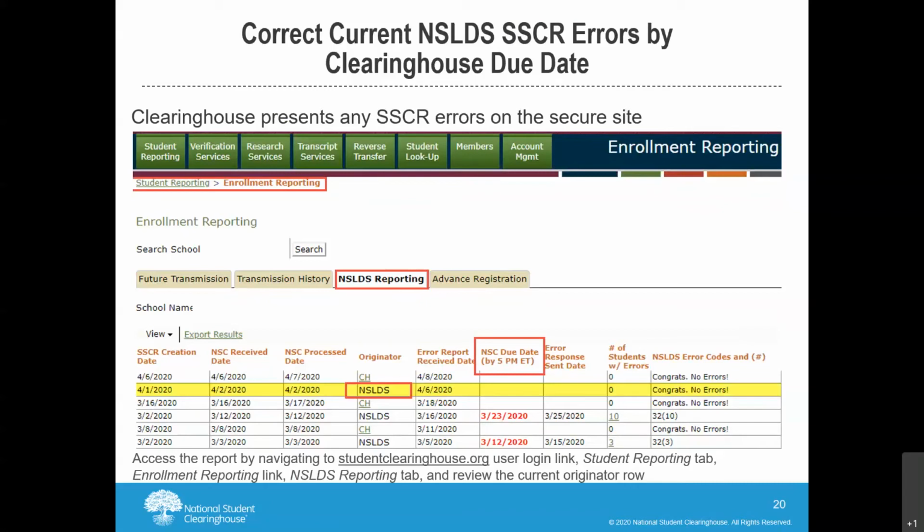When we're looking at this page, again, we log into the secure site and click on student reporting and enrollment reporting. This time, to get to this page, instead of clicking on transmission history, because that's your enrollment reporting to Clearinghouse, you'd click on NSLDS reporting. That's data leaving Clearinghouse and going to NSLDS on the roster process. When you're looking at this page, there's an originator column, and if it says NSLDS, that is the roster process.